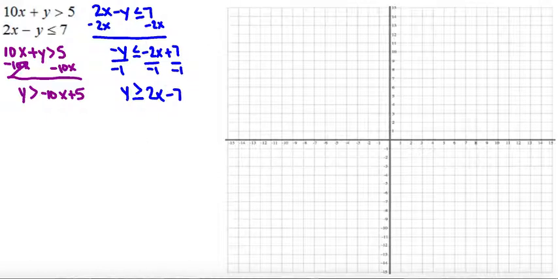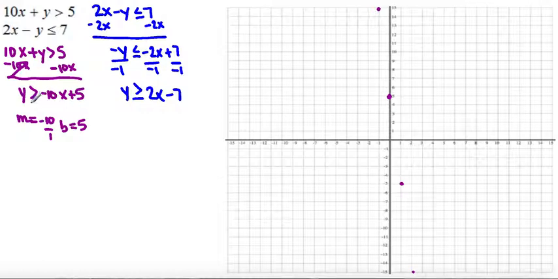Okay, so now let's graph both of these. To graph the first inequality, I have to identify my slope. My slope is negative 10 over 1. My y-intercept is 5. Okay, so let's start on the y-axis at 5. And slope is negative 10 over 1, so I go down 10 to the right 1. Down 10 to the right 1. And I go up 10 to the left 1.